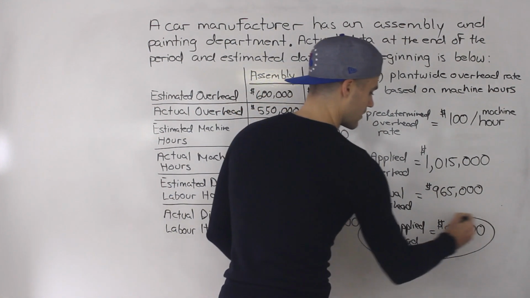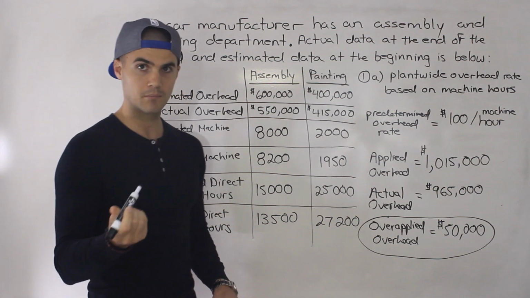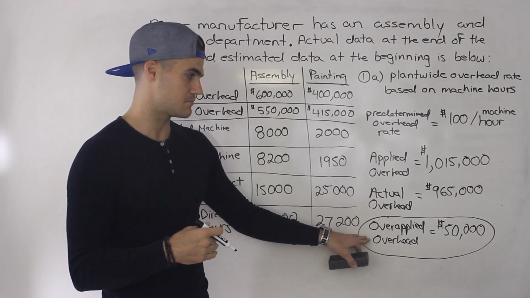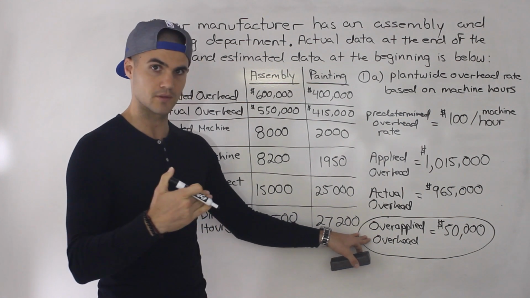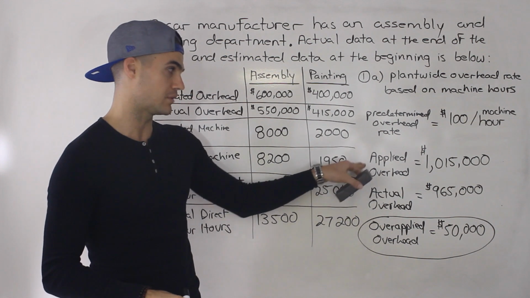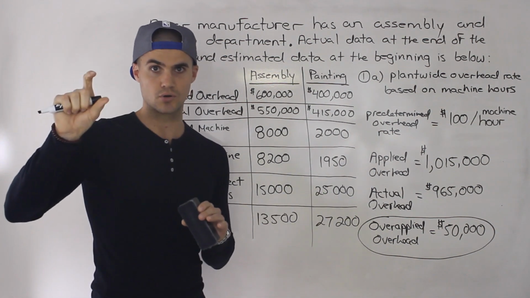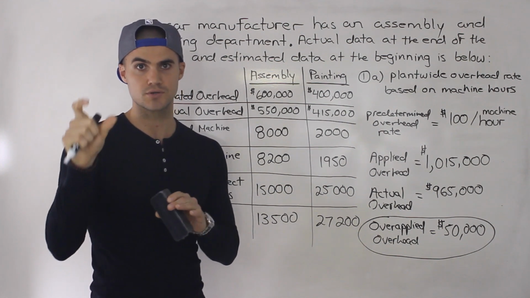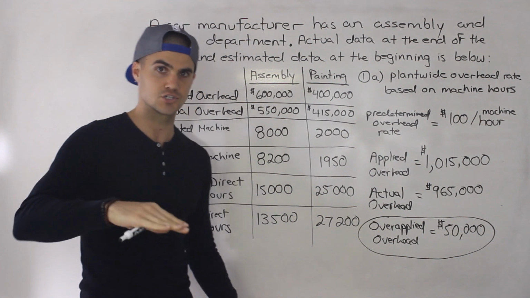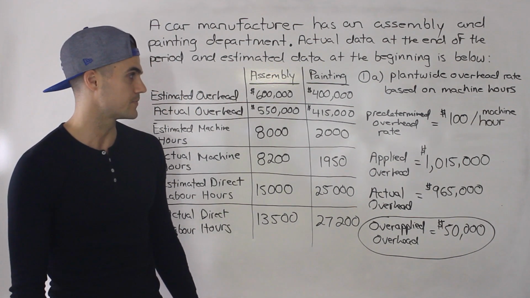Right? So that there is your overhead variance. And if you remember when I talked about underapplied versus overapplied overhead, it means that your costs on your statements right now are too high because you overapplied one of the costs. So the unadjusted cost of goods sold is too high, and you have to subtract this from the cost of goods sold to get the adjusted cost of goods sold. We're not doing that in this question, but I thought I would mention it.